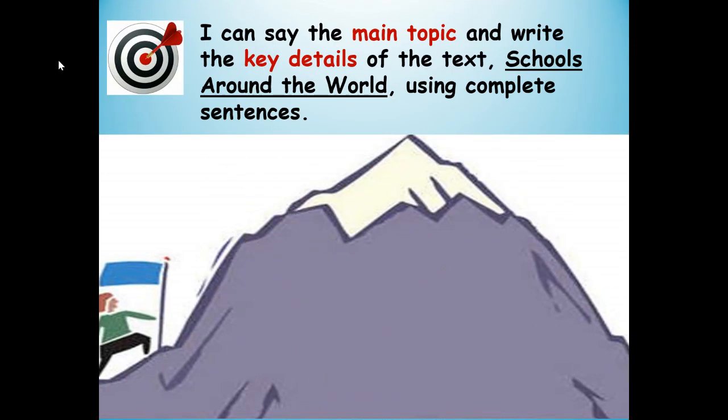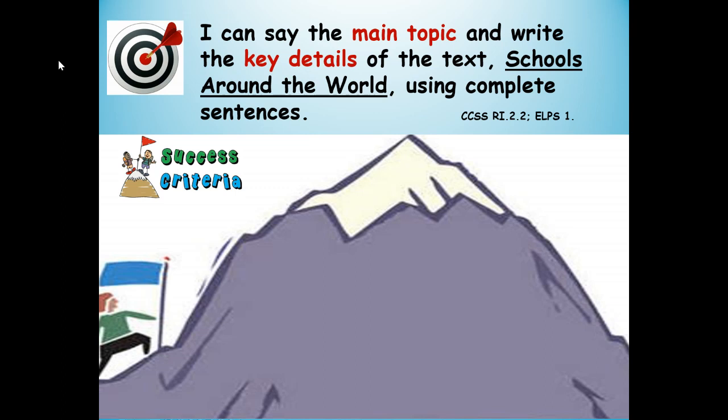Here is our learning target. I can say the main topic and write the key details of the text, schools around the world, using complete sentences. Success criteria. That means how will you know you're successful at saying the main topic and writing key details about schools around the world? Well, here are our steps to success.